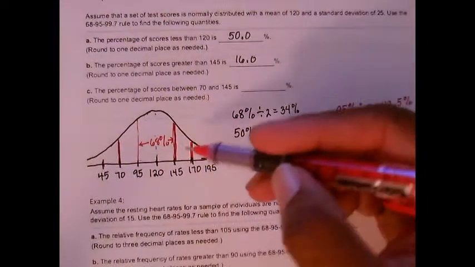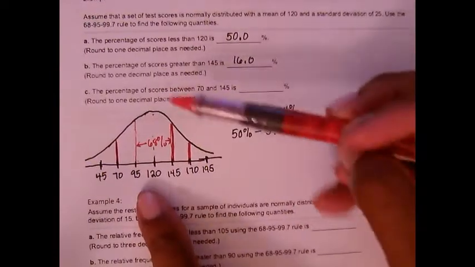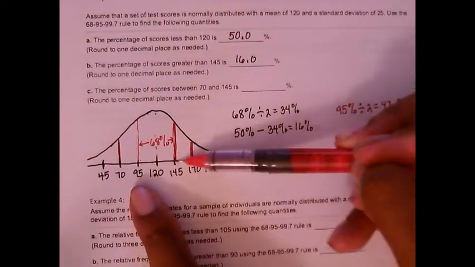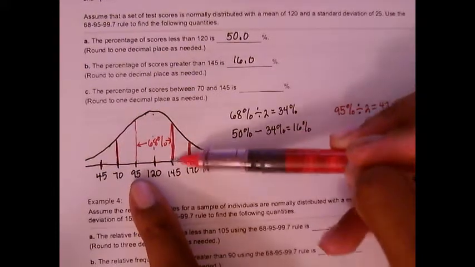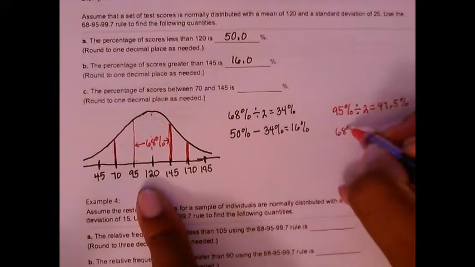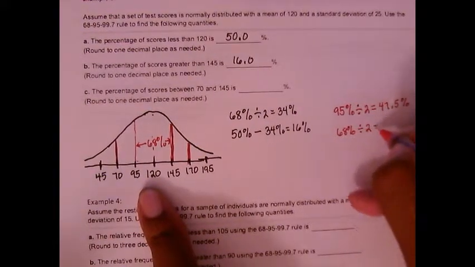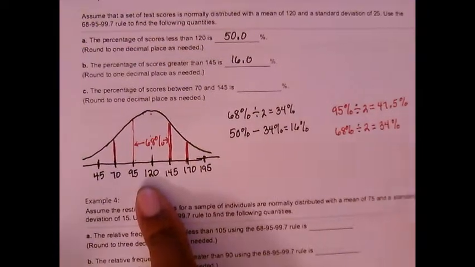Alright, next at 145, that's 1 standard deviation above the mean. Okay, so that's 68% of the data, but we need to take half of that. So 68%, divide that by 2, that will give me 34%.